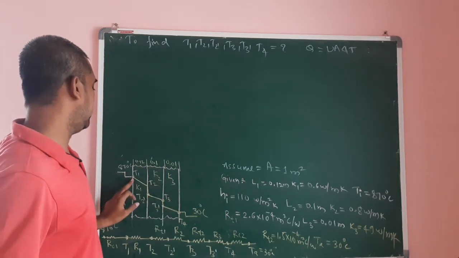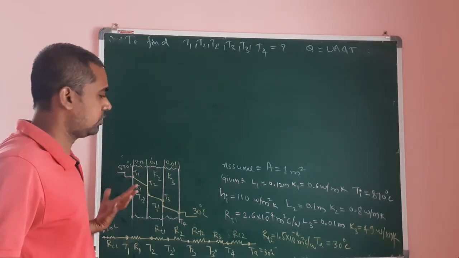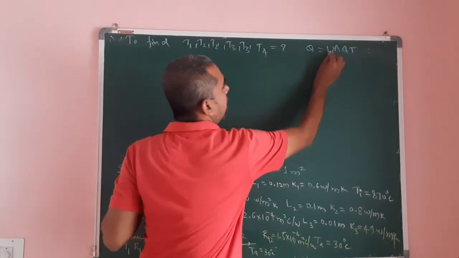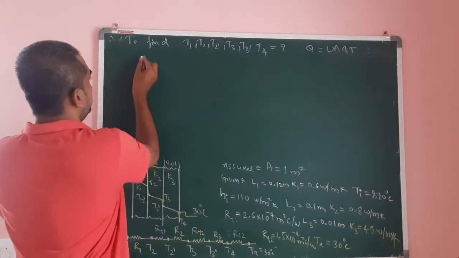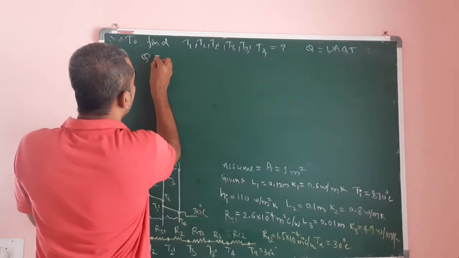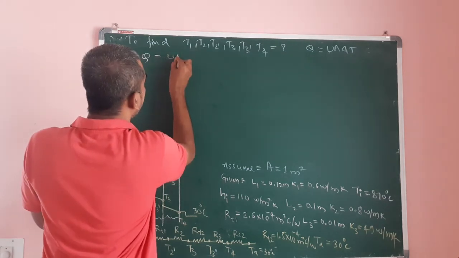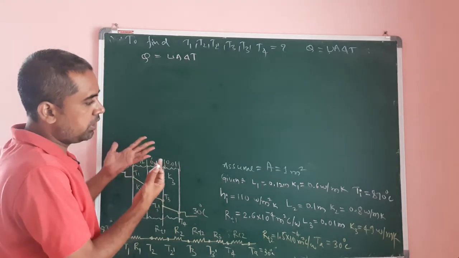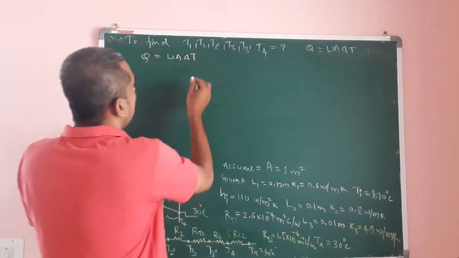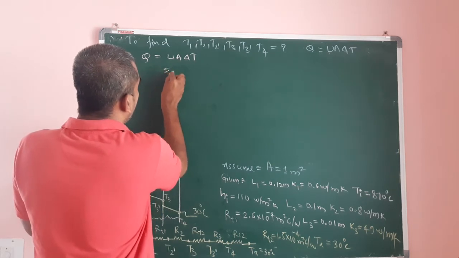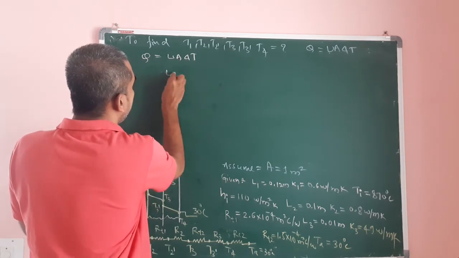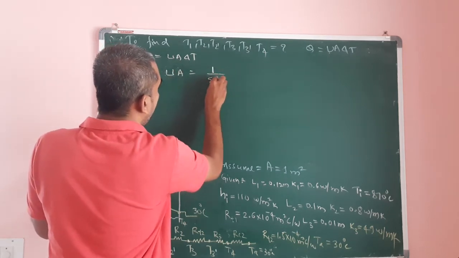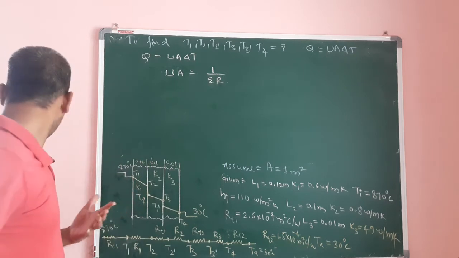How to find T1? First I will calculate the heat transfer Q and the overall heat transfer coefficient U. Q is equal to UA into delta T. What is U? In the previous lecture video I had given: UA is equal to 1 divided by the summation of R. Like that we can write. That will be U.